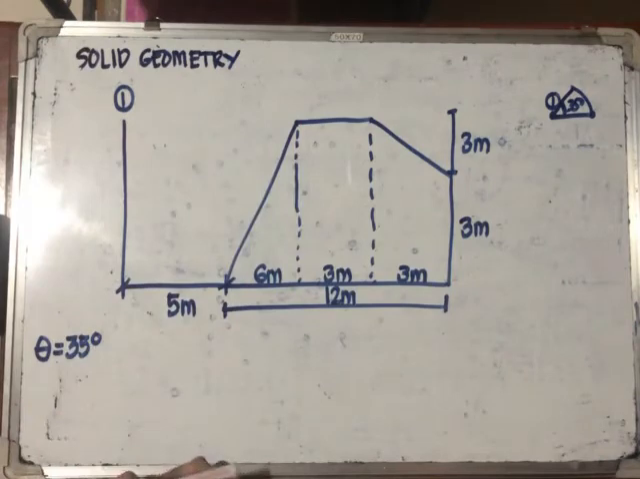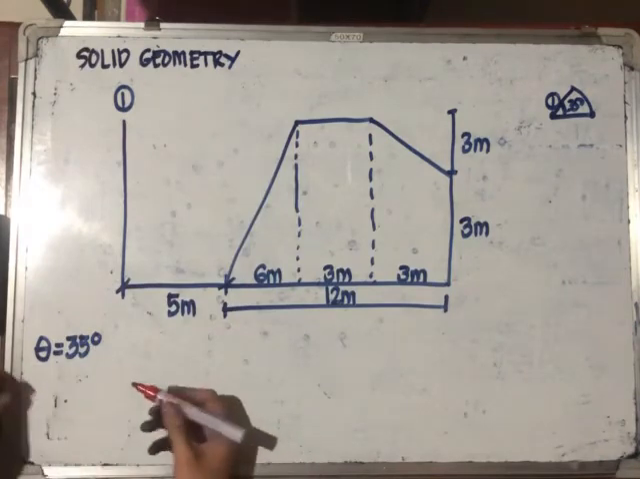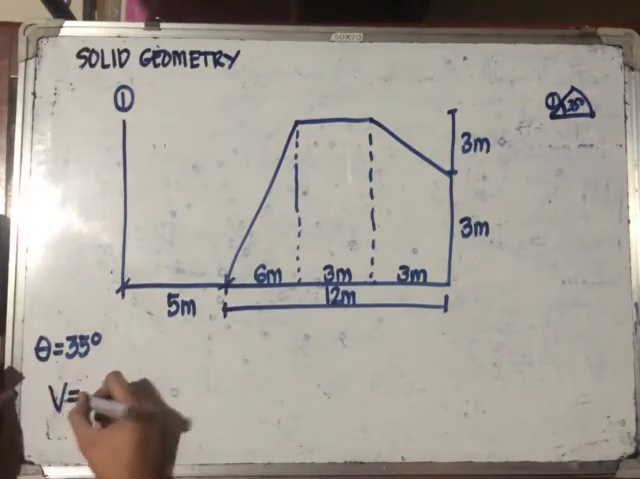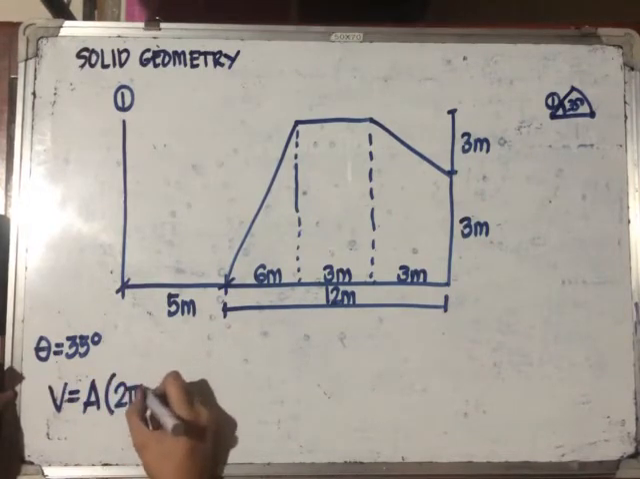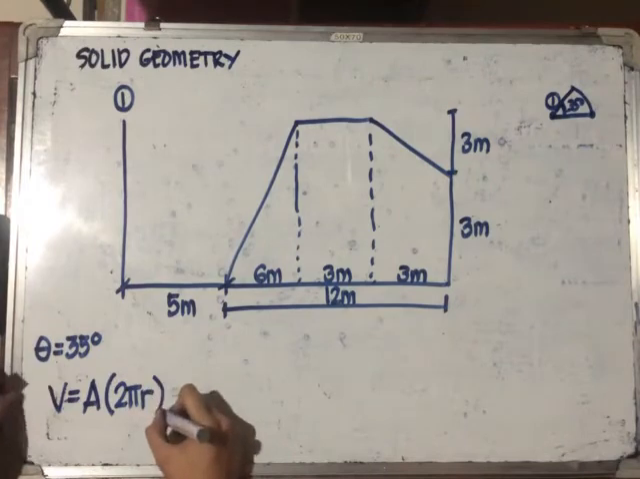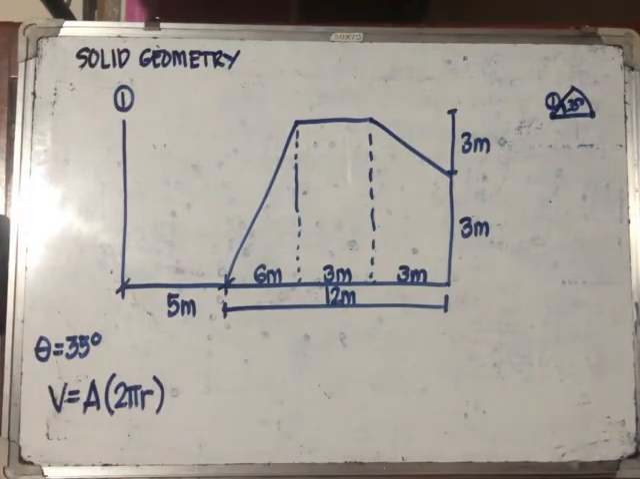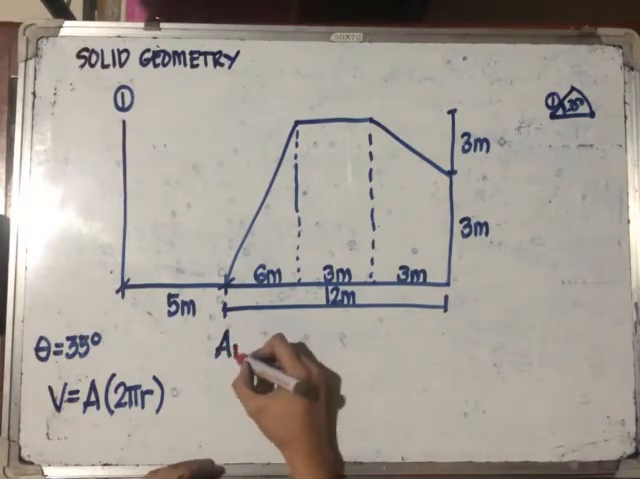Tama? Anong sabi ni Papus? Ang volume mo daw is yung total area times 2 pi r. Ang area nito, mabilis yan makompute. Right? Can we get the area of this one? O, area total muna.